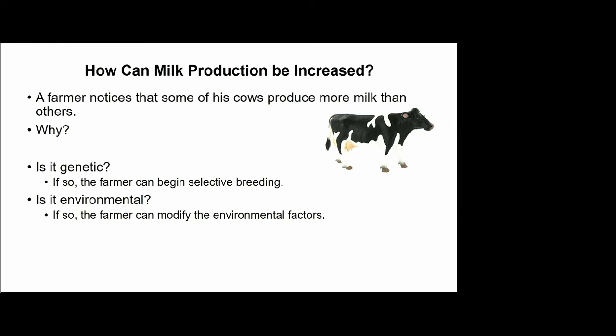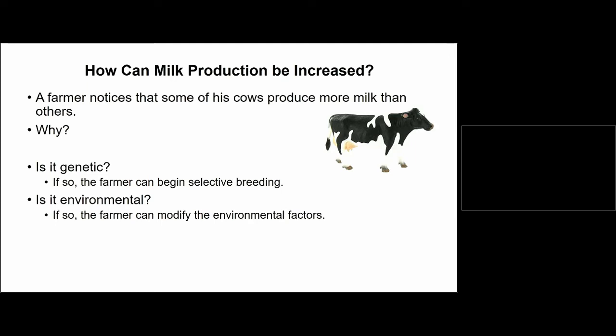So he wants to figure out, why are his cows different? Why do some cows produce more milk than other cows? Why is there this variation in his population? Okay, so he's like, you took genetics, you help me. Can you help me figure out what's going on with my cows, right?